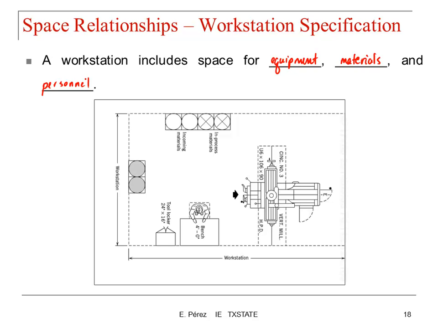So we have a mill machine, and then we have materials, and we have a lot of space because we need to move these materials into this area. Then we also have a workbench for the employee. So all those things are included in just one workstation. Okay, so this workstation will be part of the department.